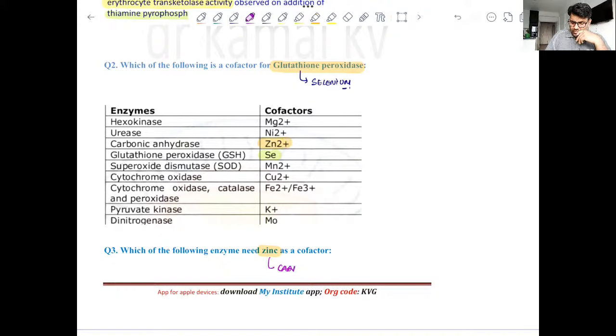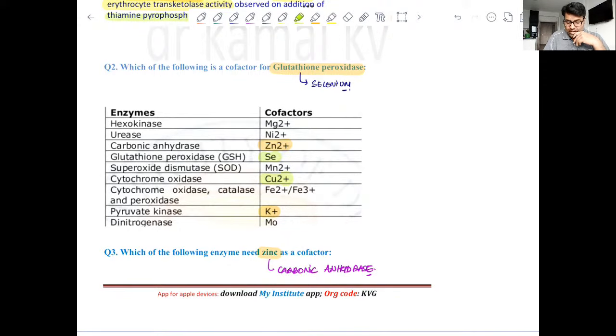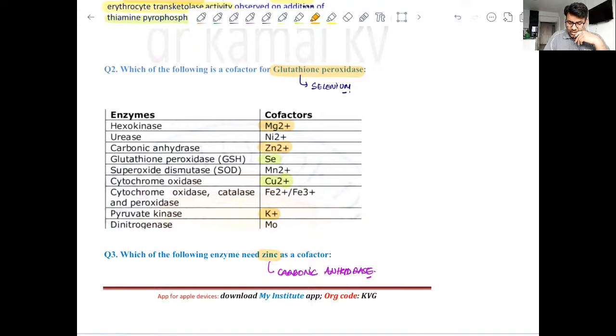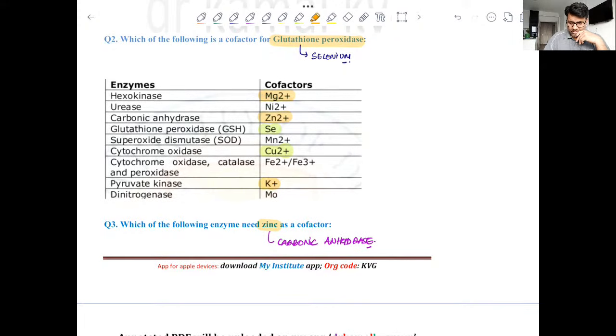So there are certain few important enzymes and their cofactors you need to remember, like there is one more, pyruvate kinase, for which the cofactor is potassium. Then cytochrome oxidase, the cofactor is copper, and for hexokinase the cofactor is magnesium. So just remember few important enzymes and their cofactors, right?